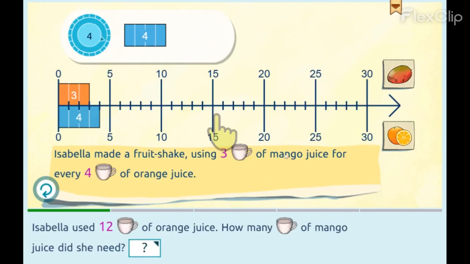All right. We are talking about Isabella and her fruit shake. She uses cups of mango juice and cups of orange juice, but she uses way more orange juice rather than mango juice. And we can see their ratios over here. 4 cups of orange juice and 3 cups of mango juice. 3 and 4. But then the situation changed and Isabella decided to cook a bigger fruit shake.